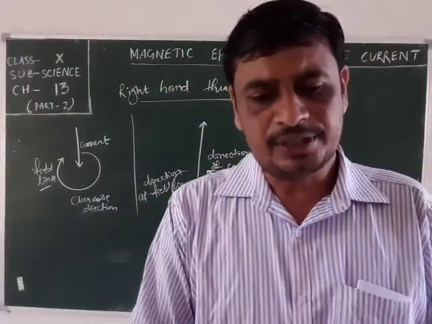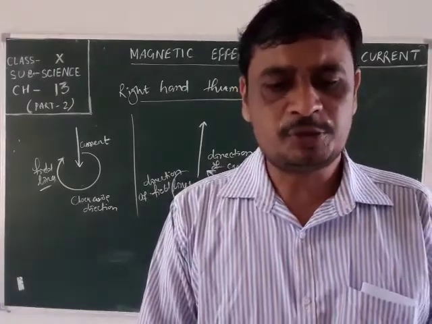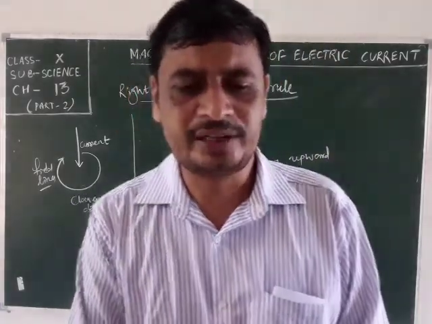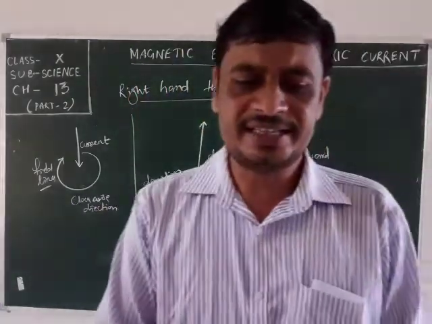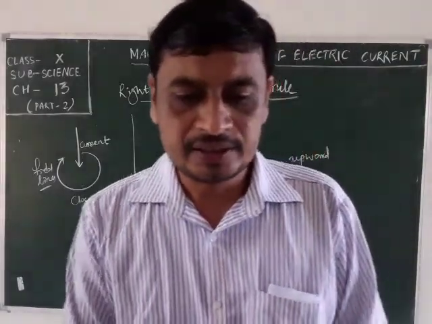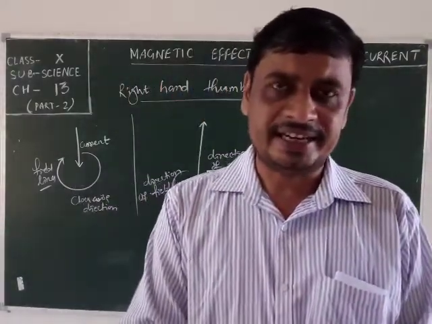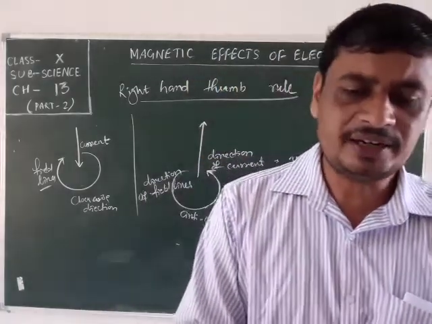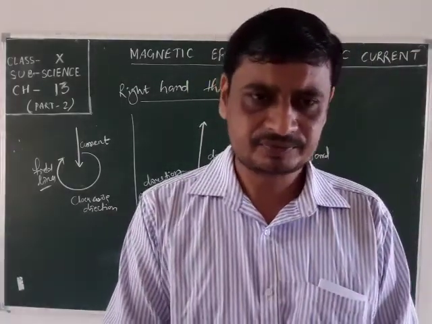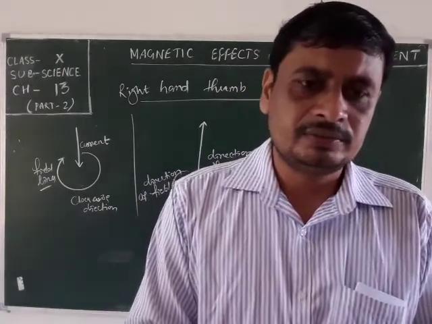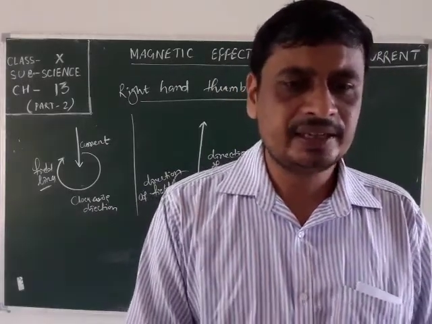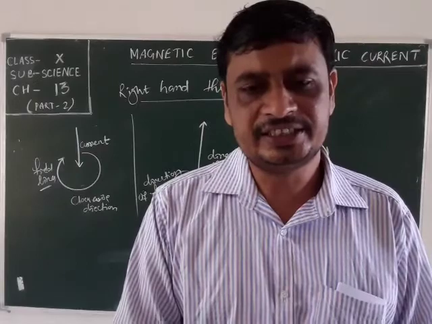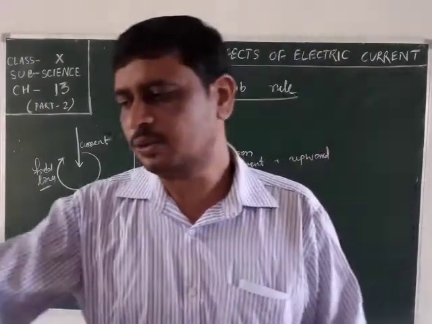This rule is also proposed by Maxwell, that is called Maxwell's corkscrew rule. If we consider ourselves driving a corkscrew in the direction of current, then the direction of rotation of the corkscrew is the direction of the magnetic field. Next, the magnetic field due to current through a circular loop.